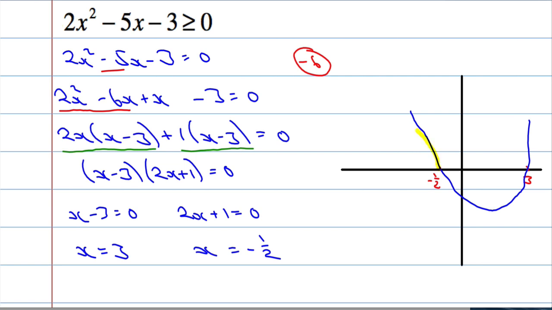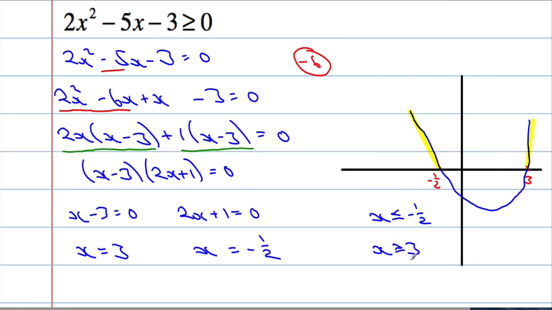Well, here the graph is bigger than 0. And here the graph is bigger than 0. So what values of x will make it bigger than or equal to 0? If the value of x is less than or equal to negative 1/2, so if the x value goes in this direction, we get a value that's bigger than 0. And if the x value goes in this direction, it's bigger than 0. So where x is greater than or equal to 3.